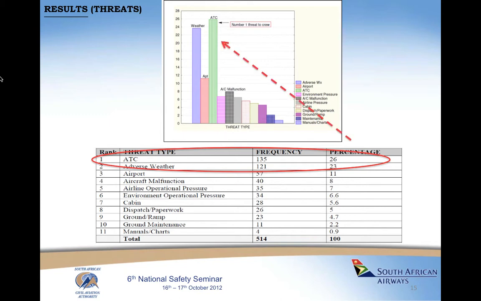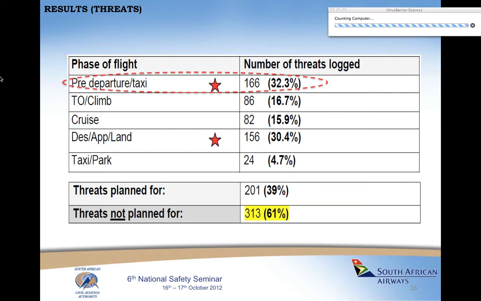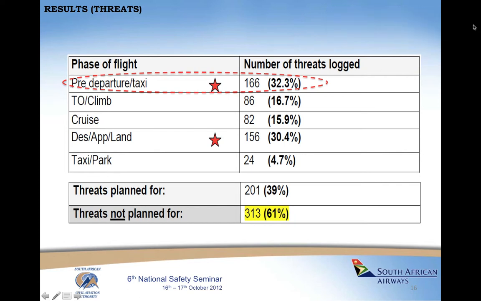Almost half of all threats logged can be attributed to ATC and adverse weather. However, the low error rate is an indication that crews were doing a good job in managing these threats. This table describes the number of threats encountered by our crew in terms of phase of flight. You will notice that the majority of threats, around 60%, were encountered during the pre-departure, taxi phase, and descent, approach and landing phase of the flight.